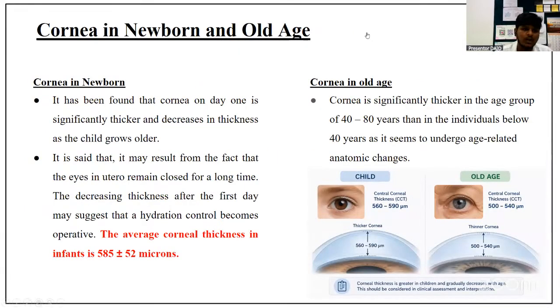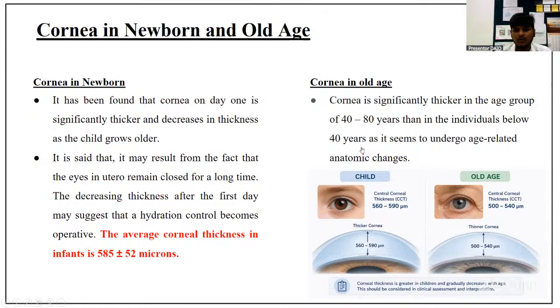So now we can see about how the cornea is in newborn and old age. In newborns, it has been found that the cornea on day 1 is significantly thicker and decreases in thickness as the child grows older. It may result from the fact that the eyes in utero remain closed for a long time. Then the decreasing thickness after the first day may suggest that hydration control becomes operative. The average corneal thickness in infants is 585 plus or minus 52 microns.